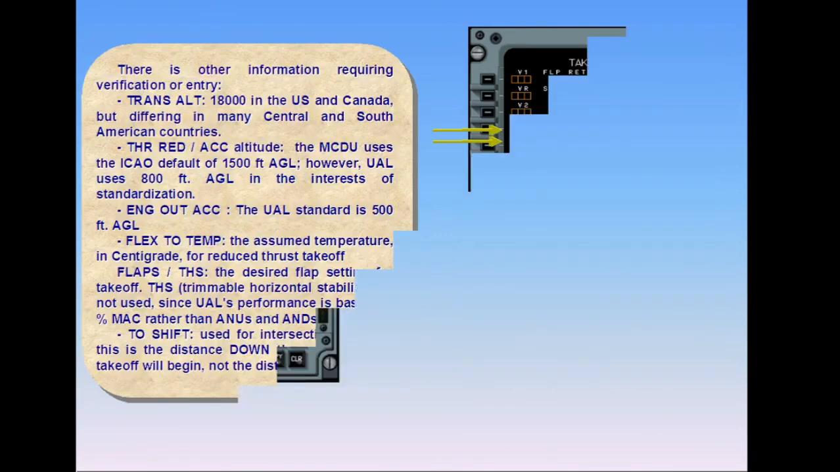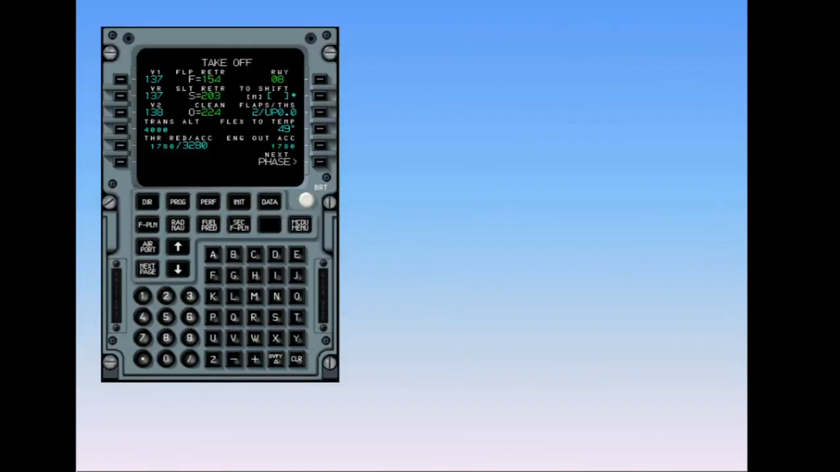The other performance pages are displayed automatically as the phase of flight changes, or they can be accessed from this page through line select key 6 right. They are the climb page, the cruise page, the descent page, the approach page, and the go-around page.